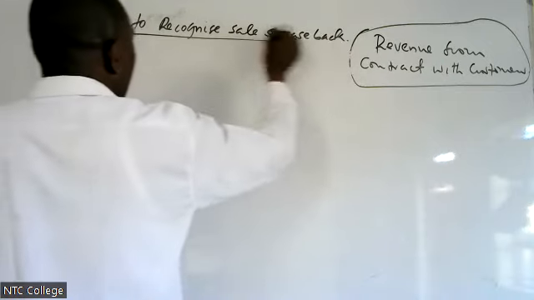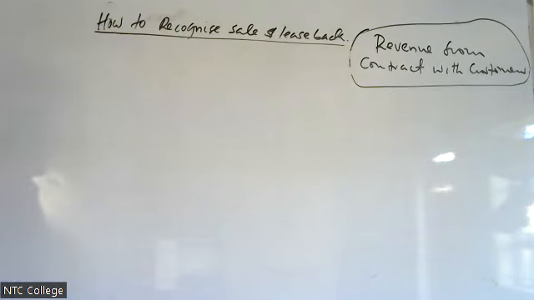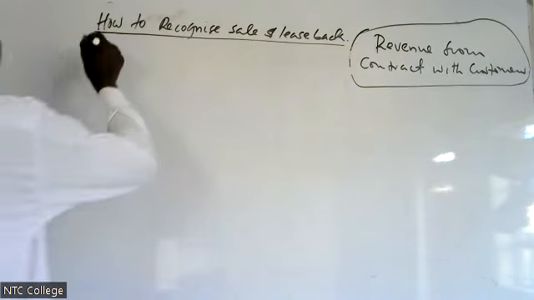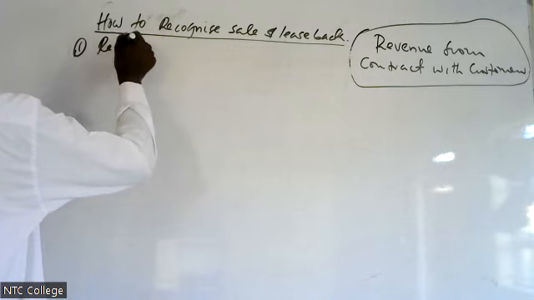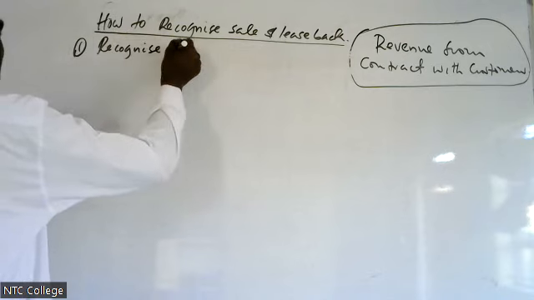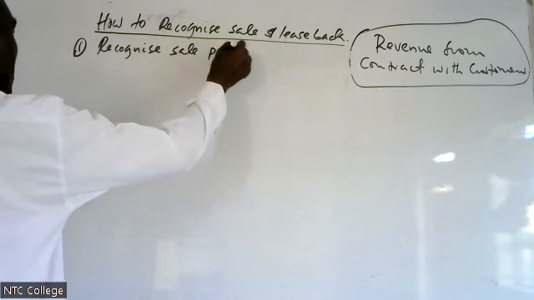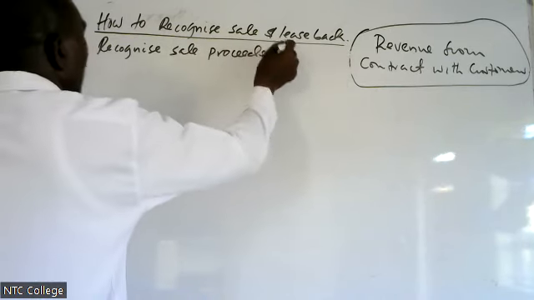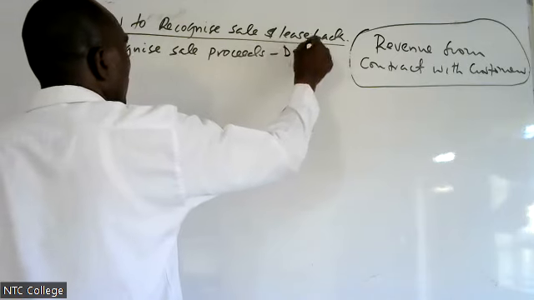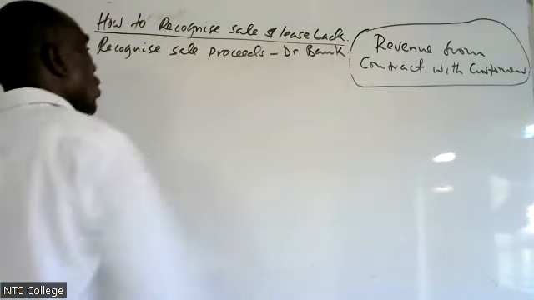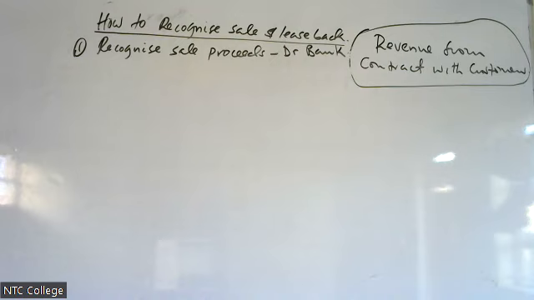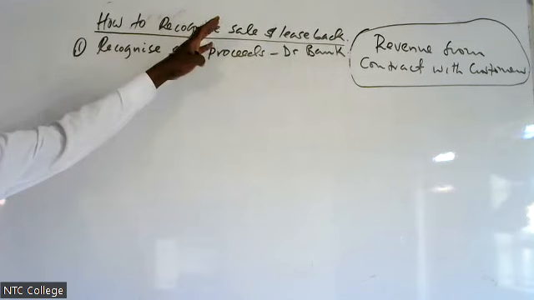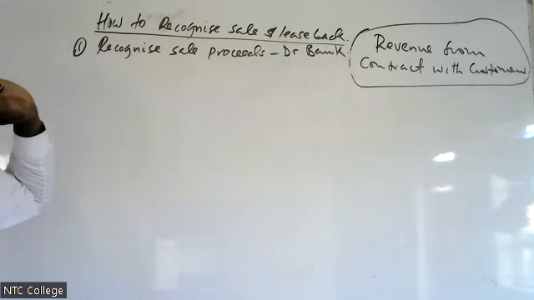How to recognize sale and leaseback? Number one, recognize sale proceeds. Remember here, you are selling the asset, therefore you recognize the cash. That sale proceeds by debiting what? Bank. You are selling the asset, therefore you receive money.